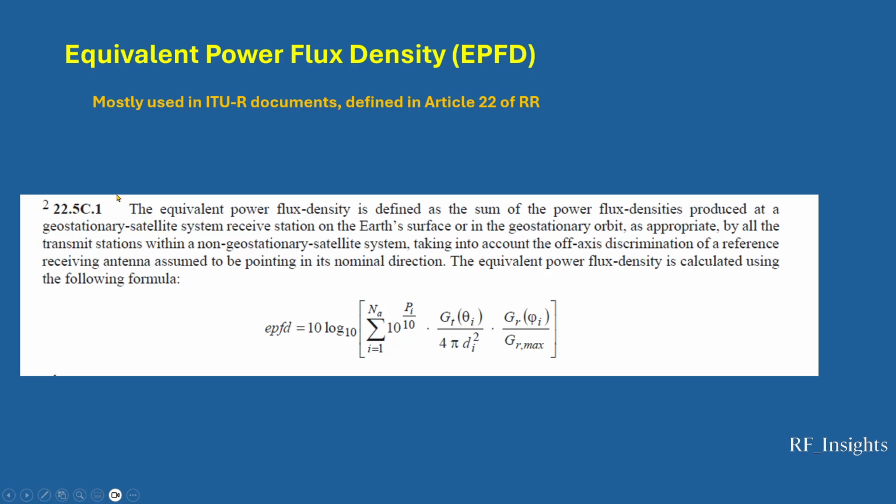So the Article 22 explains that the EPFD is defined as the sum of the power flux densities produced at a geostationary satellite system receive station on the Earth's surface or in the GSO orbit by all the transmitter stations within a non-geostationary satellite system, taking into account the off-axis discrimination of the reference receiving antenna and so on.